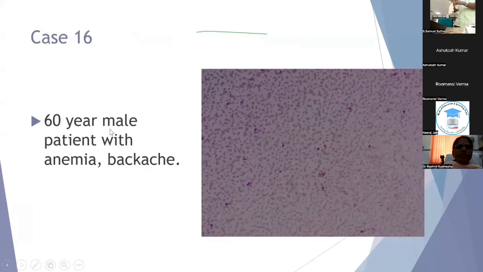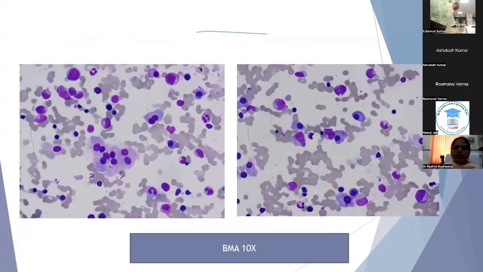Coming to the next case, a 60-year-old male patient with anemia and backache, and this is a peripheral smear on low power. Most of us know that this is a very characteristic appearance, the increased rouleaux formation, and from the peripheral smear, we can get a clue what we are going to see in the bone marrow.